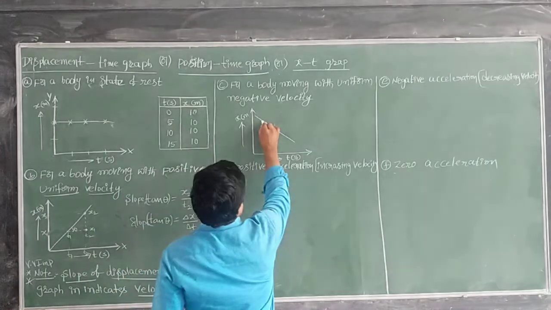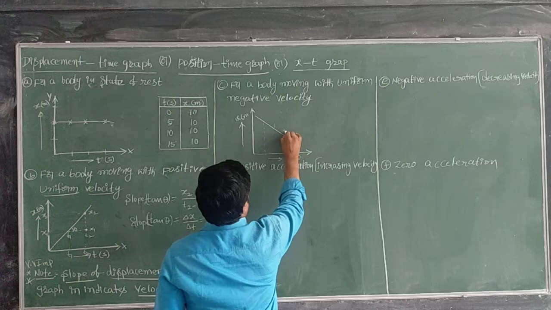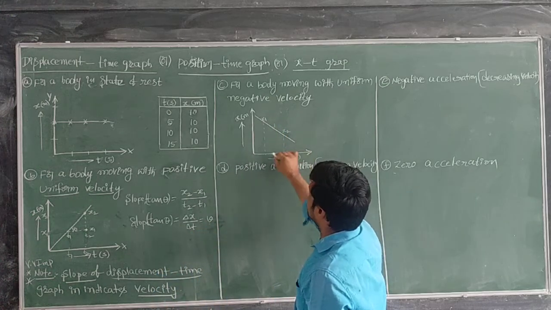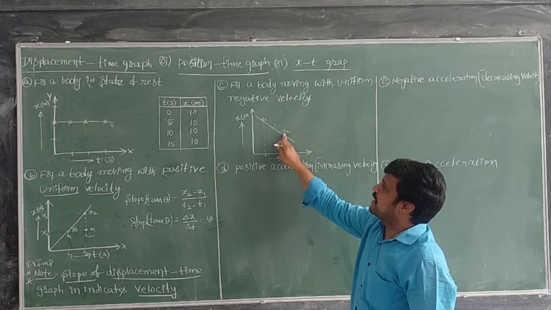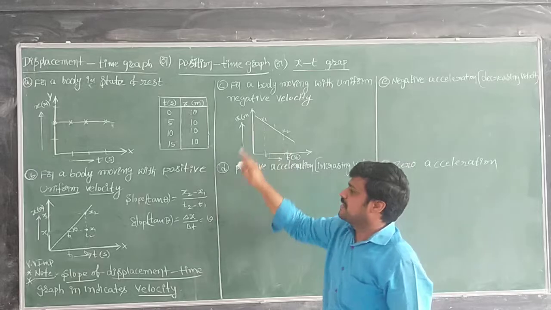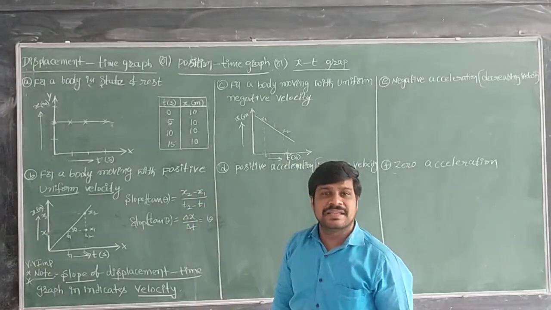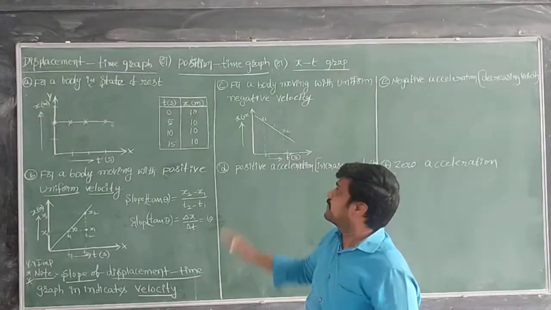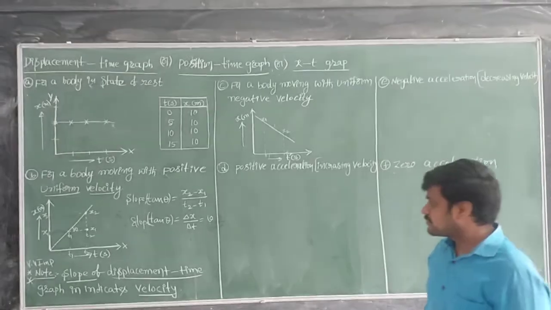Negative velocity means, consider any 2 points. Here is x2 and here is x1, so this is t2 and here it is t1. Just observe: the x2 value is smaller than x1, which means the resultant is negative. So the velocity is negative velocity. For a negative velocity, you have to draw the graph which is like this.